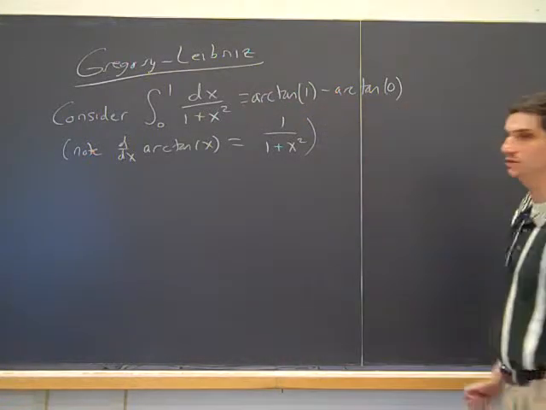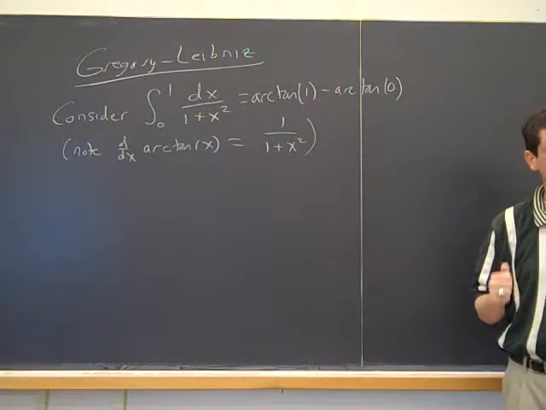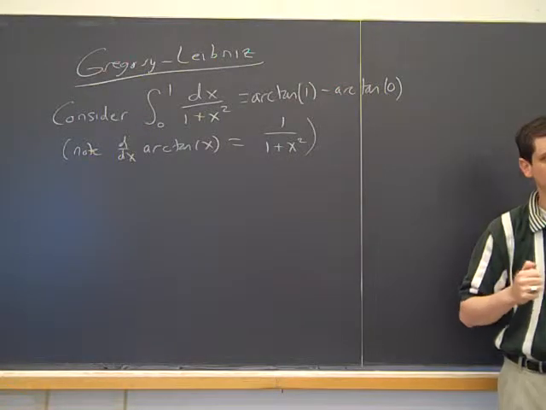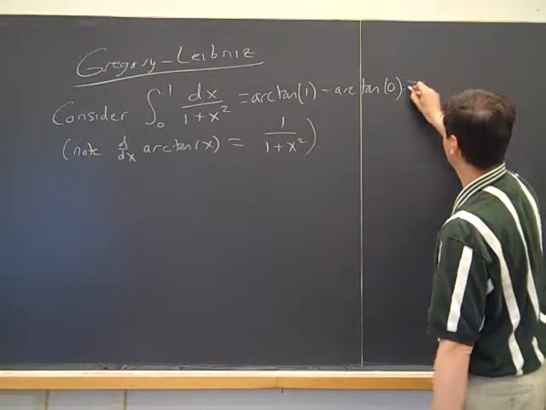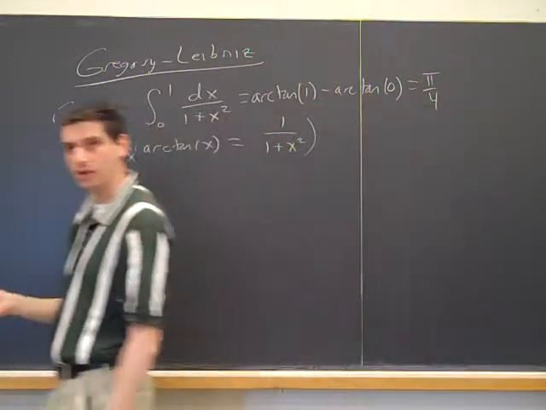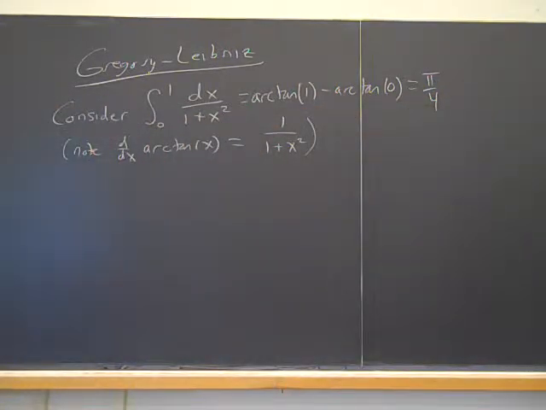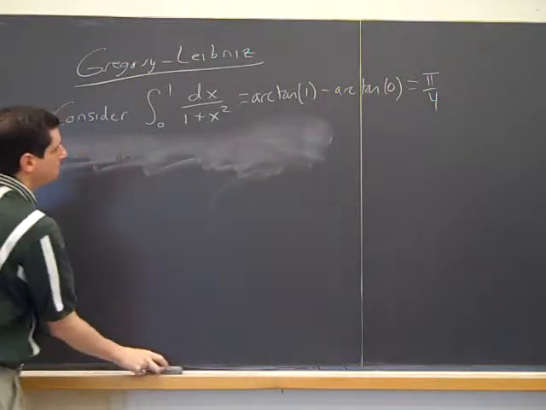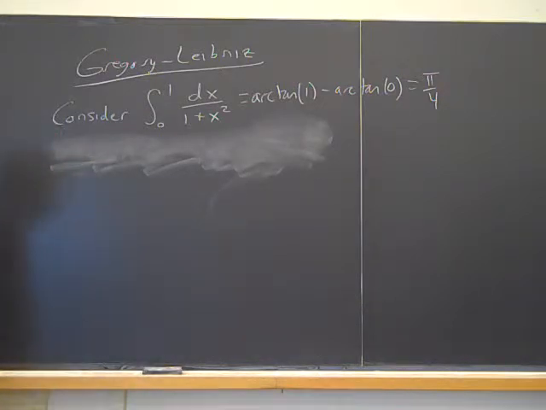What's the arctangent of 0? So what angle has a tangent of 0? 0. So this is just pi over 4. Great. So one way to calculate pi over 4 is to just evaluate this integral. Okay? Let's evaluate this integral. Does this integrand 1 over 1 plus x squared, does that look like anything you've seen?